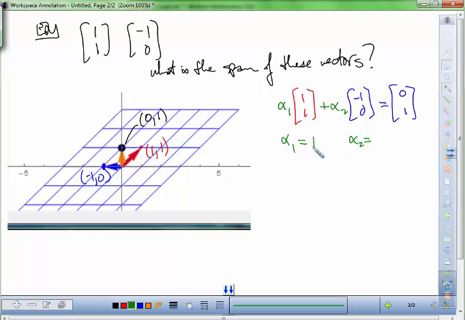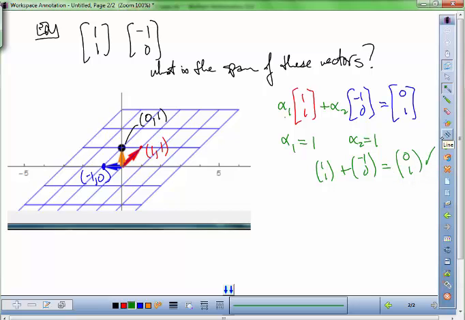If I put 1 in for alpha 1 and 1 in for alpha 2, this should give me that point, right? So 1 in for alpha 1 would give me 1, 1. Negative 1, 0. And this is going to give me 0, comma 1. So it turns out that I can get to that point from those two vectors.